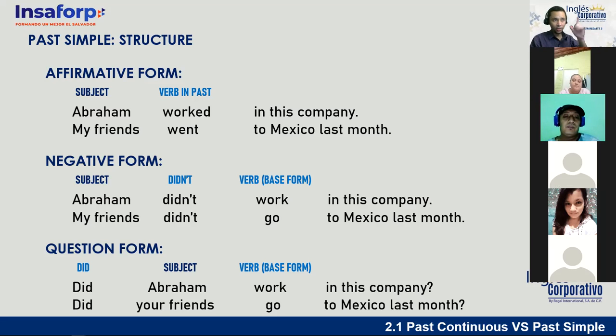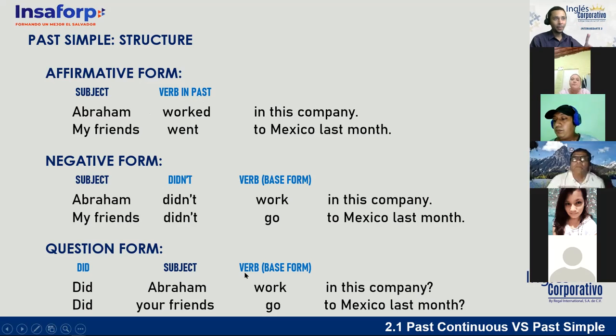Now, something that I want you to notice. Be very careful here. Solo en las oraciones afirmativas vamos a ocupar el verbo en pasado. En las negativas y en las preguntas, el verbo va en forma base. Siempre, siempre. ¿Ok? Así que mucho cuidado ahí. Algo que es muy bueno y muy conveniente acerca del past simple es que no tiene formas especiales con he, she, ni con it. Así que podemos decir Abraham, que es he worked. No tiene una forma especial porque es he. ¿De acuerdo?